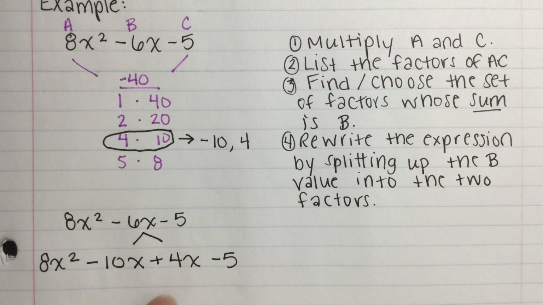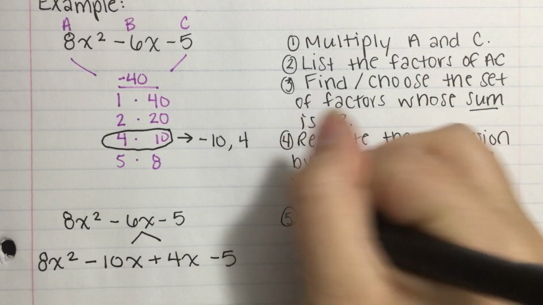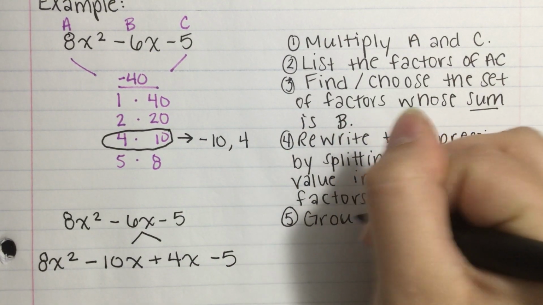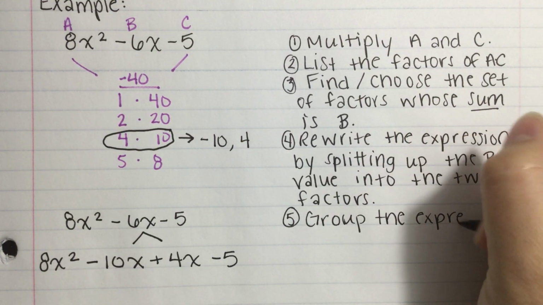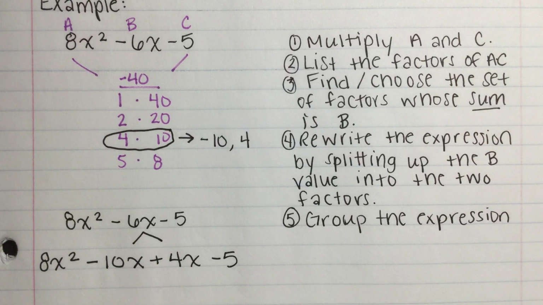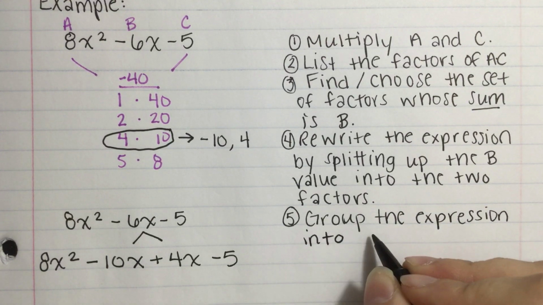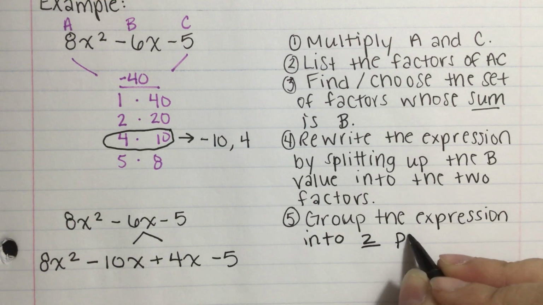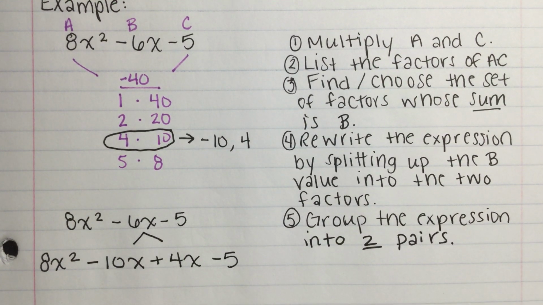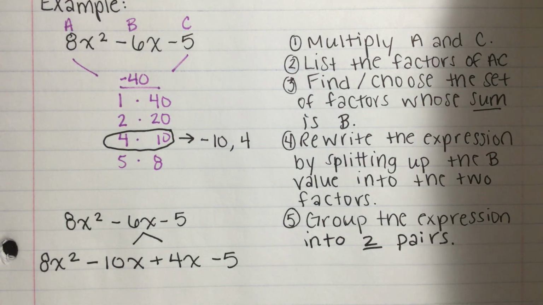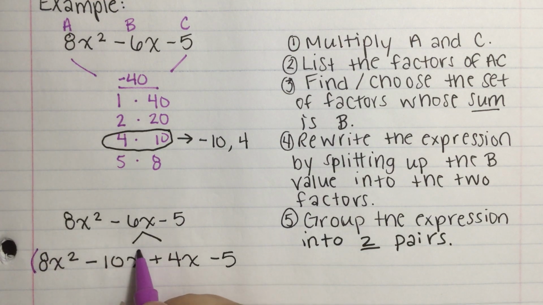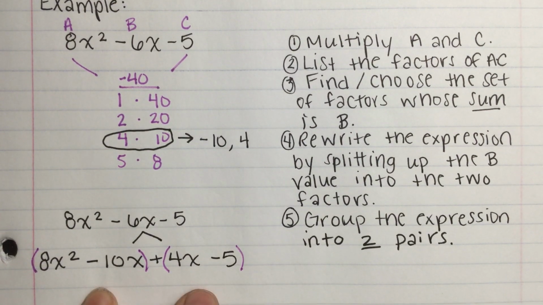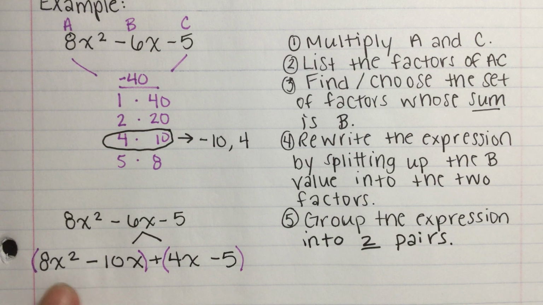And the reason we do that is because now what we're going to do is we're going to do something called grouping. We are going to group the expression into two pairs. All right, so I'm actually going to use a different color because hopefully that will make this a little easier to see. So I'm going to take this and I'm going to create two groups. So now I've got 8x squared minus 10x grouped together, and I have 4x minus 5 grouped together.